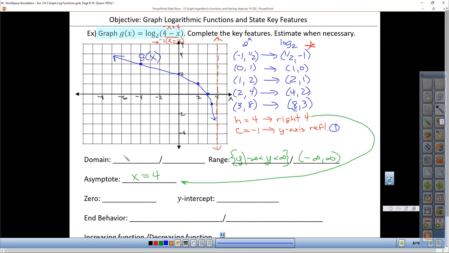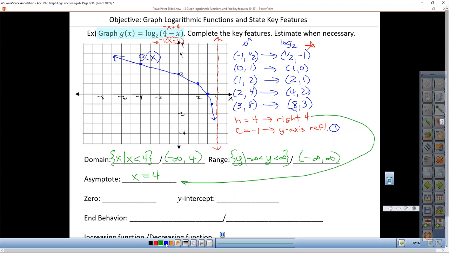All right, so now let's look at our domain. So here we can see that our domain would be x's to the left of 4, which means they're smaller or less than 4. So our domain would be the set of all x's such that x is less than 4. In interval notation, remember, that would go least to greatest, so that would be negative infinity to 4.